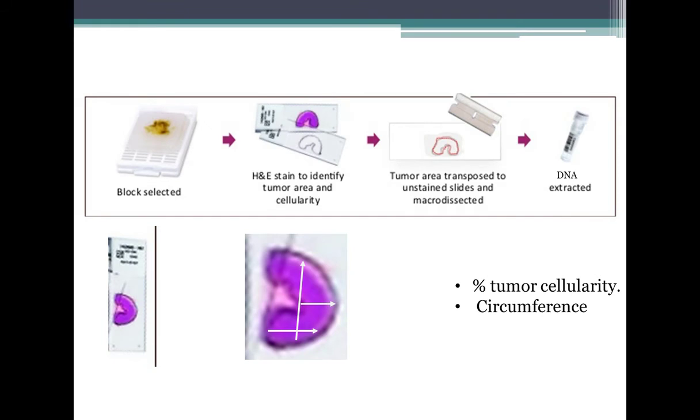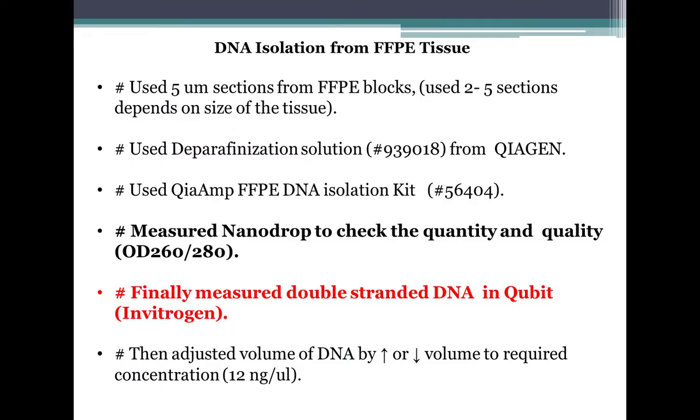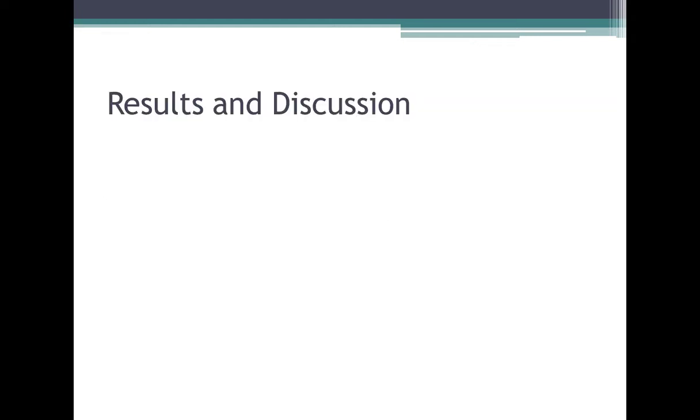For the lab workflow, for most if not all the cases, we get a block from our histology or derm pathology. We look at the H&E slide, a macro dissection is performed depending on the tumor cellularity and circumference, and then the DNA is extracted. So we use around 5 micron sections from the FFPE block, 2 to 3 sections depending on the size of the tissue, deparaffinization, DNA isolation, the NanoDrop QC check, and then adjusting the DNA volume to get a 12 nanogram per microliter concentration for the assay.